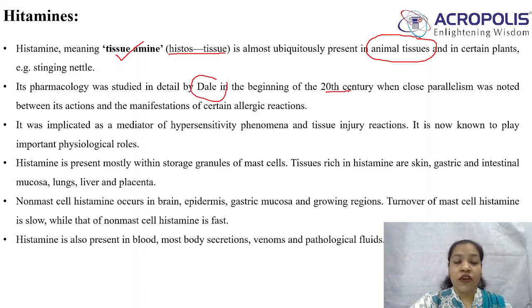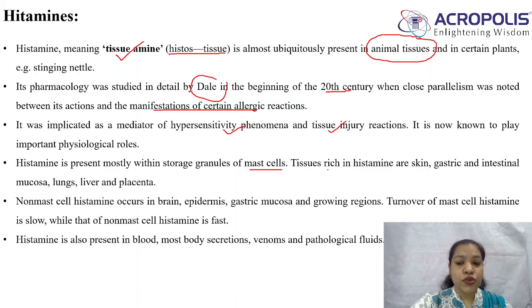He explained that histamine is released inside the body upon manifestation of allergic reactions. Histamine is also released upon any hypersensitivity phenomena or if there is any tissue injury inside our body. Histamine is mainly stored inside mast cells.